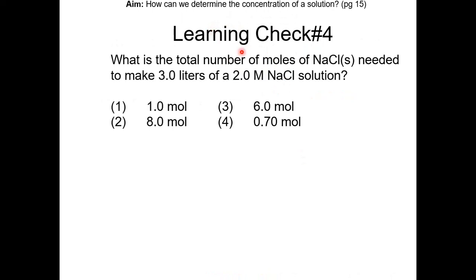Learning check number 4. What's the total number of moles of NaCl needed to make 3 liters of 2 molar NaCl solution? Pause the video and resume as completed. Using the equation, the answer is choice 3, 6 moles. Try to do examples 2 to 6 on your own. Pause the video and resume once you want to see the answers. Here are the answers.